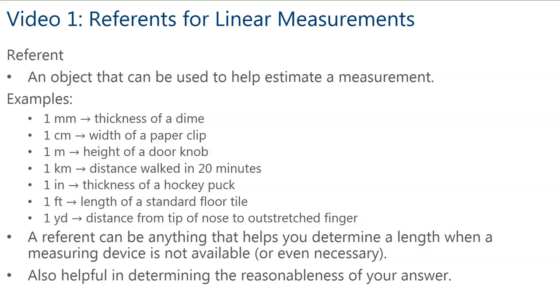Now, 1 meter is about the height of a doorknob from the floor. 1 kilometer is about the distance walked in 20 minutes. Or if you're in a car, you can take note on the odometer to see how far 1 kilometer is. It might be the distance from your house to the supermarket, so then you can get an idea of how far 1 kilometer is. 1 inch is about the thickness of a hockey puck.